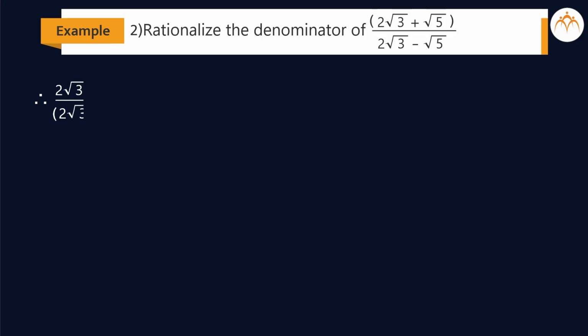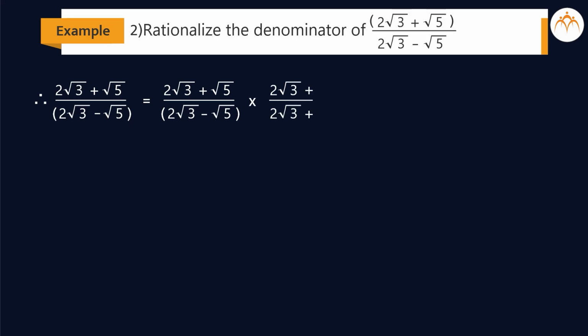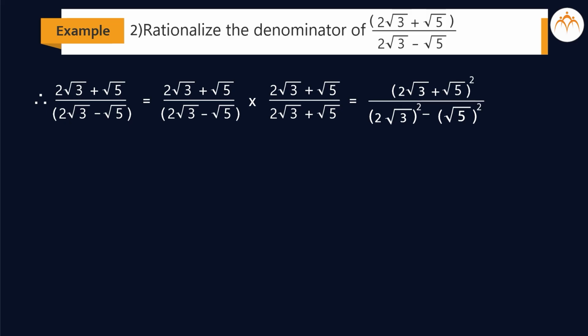Therefore, (2√3 + √5) / (2√3 − √5) = (2√3 + √5) / (2√3 − √5) × (2√3 + √5) / (2√3 + √5) = (2√3 + √5)² / ((2√3)² − (√5)²), because (a + b)(a − b) = a² − b².